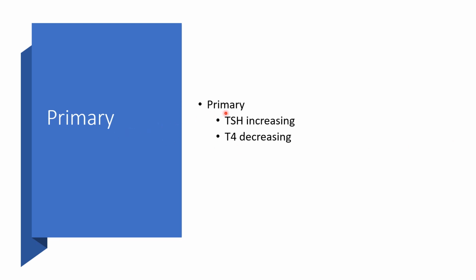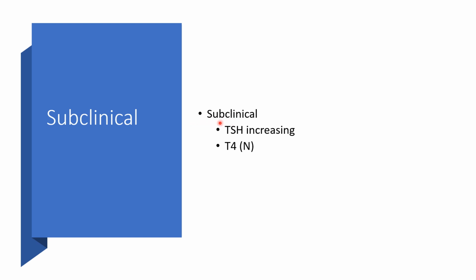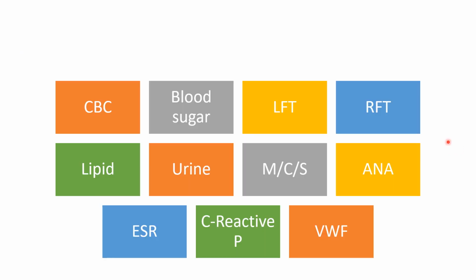Now, the primary hypothyroidism. TSH will be increasing, T4 will be decreasing. If the problem is subclinical hypothyroidism, TSH will be increasing, T4 will be within normal range. Then we can do general tests. When I say general tests, it is because they are not specific to the thyroid gland.